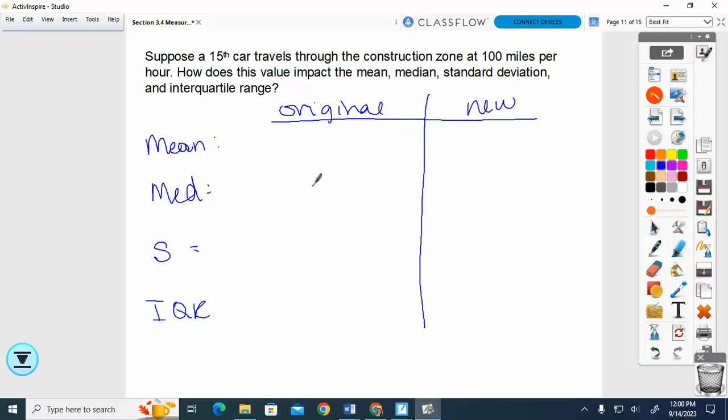All right, we did the median for the original already. That was 32.5. And we had the interquartile range for the original data was 10. Let's use our calculator to get the mean and standard deviation for this. So we need to put those 14 values in our calculator.